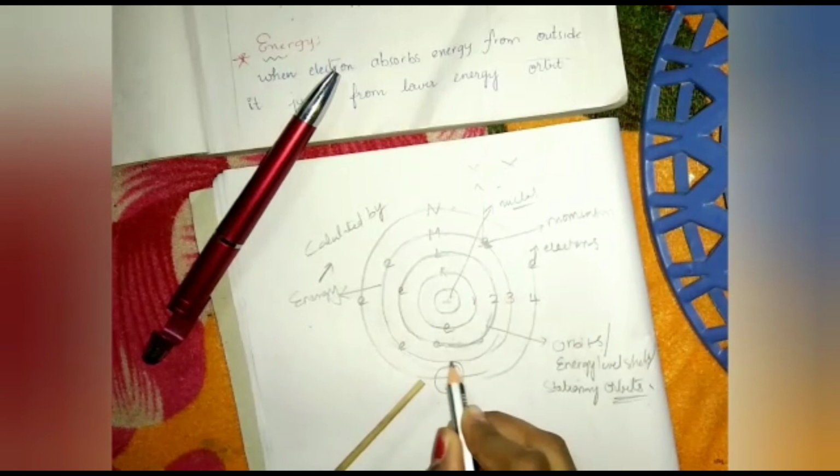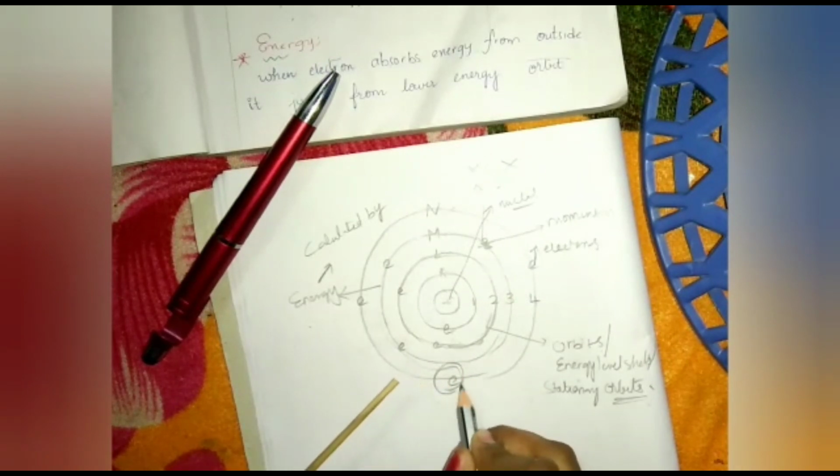Next we are trying to understand energy. When an electron absorbs energy from outside, it jumps from a lower energy orbit to a higher energy orbit. The interesting thing is that the difference between the two orbits is calculated by letting E1 equal the first orbit energy and E2 equal the second orbit energy, and the equation we get is delta E equals nhν. I will try to explain on the paper.